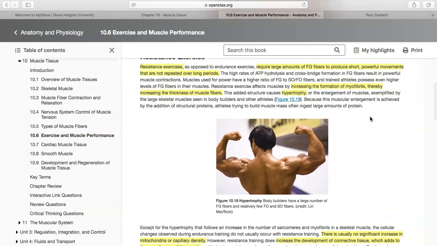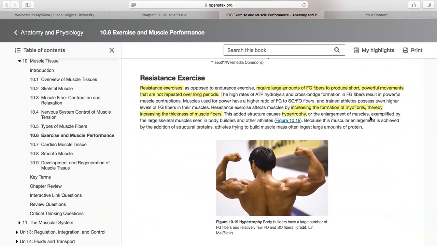The next type of exercise is the resistance exercise, maybe some that we're more familiar with if you go to the gym. They require large amounts of those fast glycolytic fibers, because those fibers are best at producing those short, powerful movements that you don't repeat over very long periods, right? Like lifting weights, doing push-ups, and things like that. You can do those short, powerful movements, but you can't do them for very long.